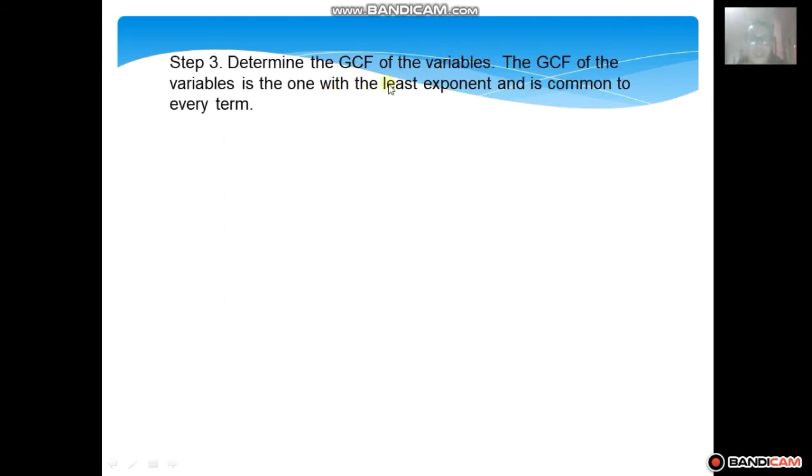Next step. Determine the GCF of the variables. The GCF of the variables is the one with the least exponent and is common to every term. So these are the variables in each term. We have x, y, and z. Let us first work with the variable x. We have x in the first term, we have x in the second term. Then we will choose the lesser exponent, so this one, x cubed. This is the GCF for the variable x. Then for y, we will choose y squared. Then for z, since we do not have z in the first term, z is not common. So this is now the GCF for the variables.